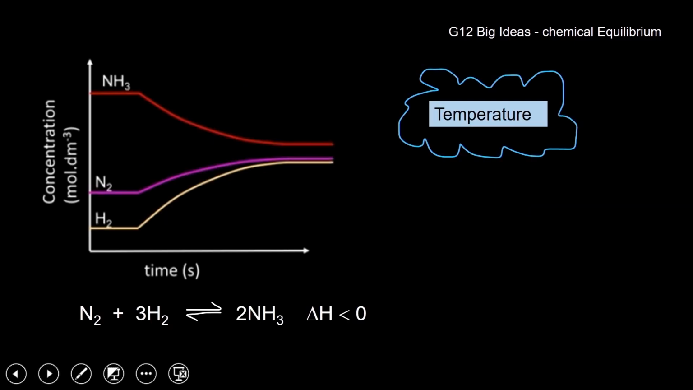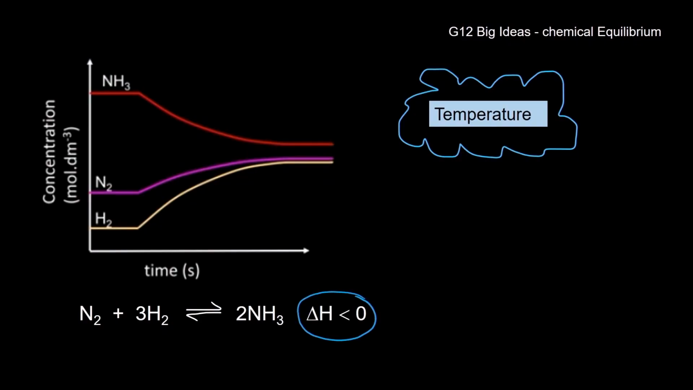I want to speak quickly about temperature, because temperature is quite interesting. Temperature is going to affect both the forward and the reverse reaction. However, there is going to be one reaction which is favored because of the change in enthalpy. So when we write about Le Chatelier and the disturbance of temperature, we need to look at the reaction that's given to us and the change in enthalpy.